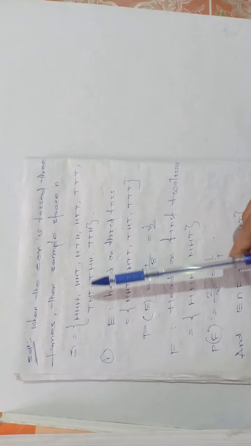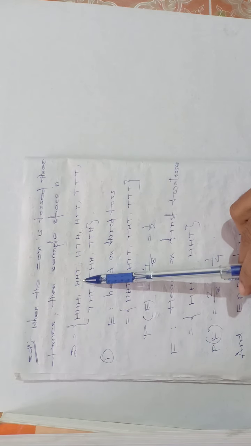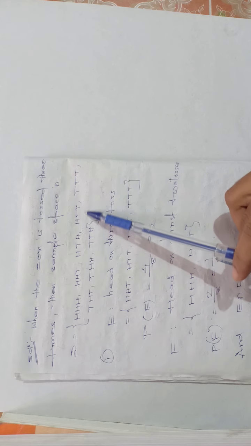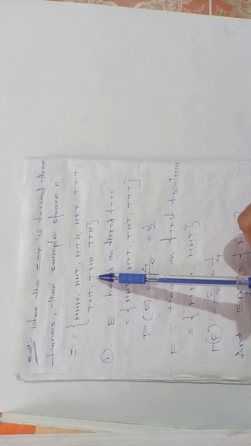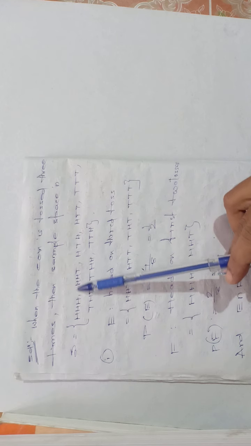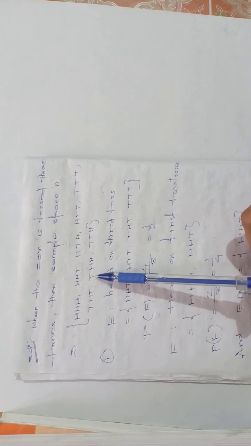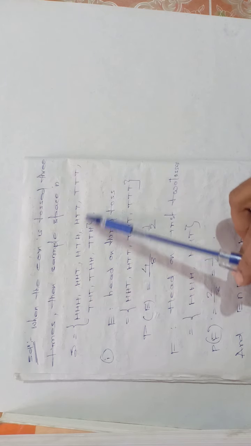So here, when a coin is tossed 3 times, the outcomes will be these: HHH, HHT, HTH, HTT, TTT, THT, THH, TTH. So there are 8 elements in this set. Now E is the event head on the third toss. So on the third toss, how many heads come? Let us find out from this sample space.